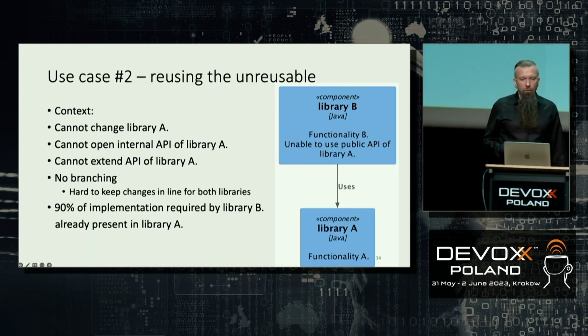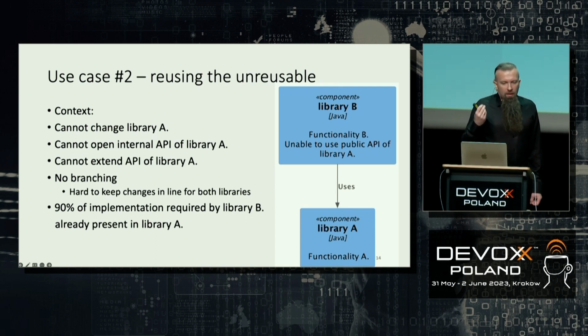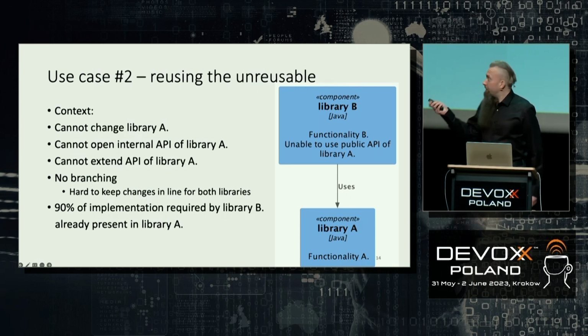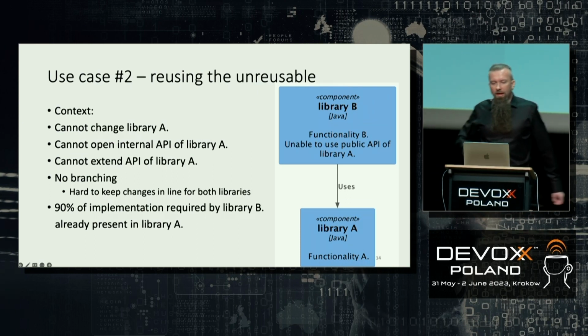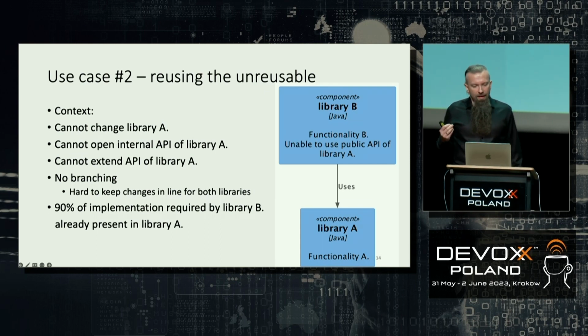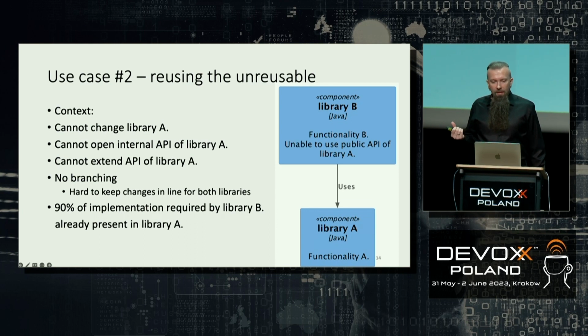Use case number 2, reusing the unreusable context. We have to implement, again, some kind of library, library B, in our case, with some additional functionality, and we have to use library A. And we cannot change library A. We cannot extend the API of library A.